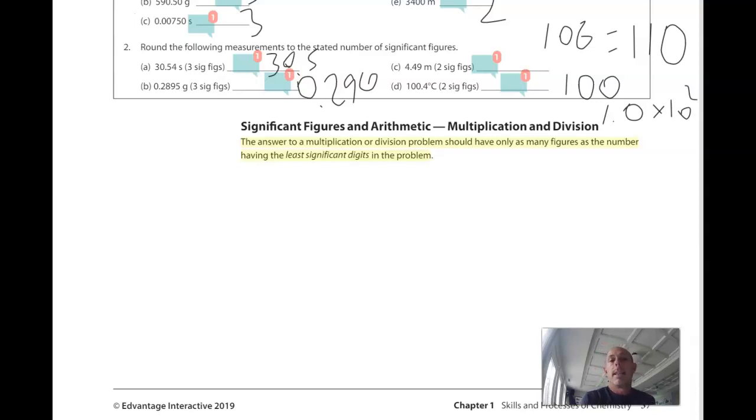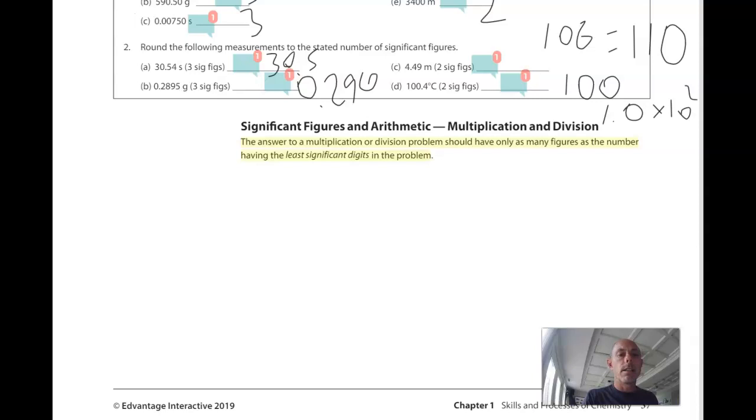Well, this is now the first time you get to non-arbitrarily round, hopefully. All right, so the rule about multiplication and division is that the answer to a multiplication or division problem should have only as many significant figures as the number that was used in the problem with the fewest significant figures. All right, so we're going to go to the next page and practice this rule.